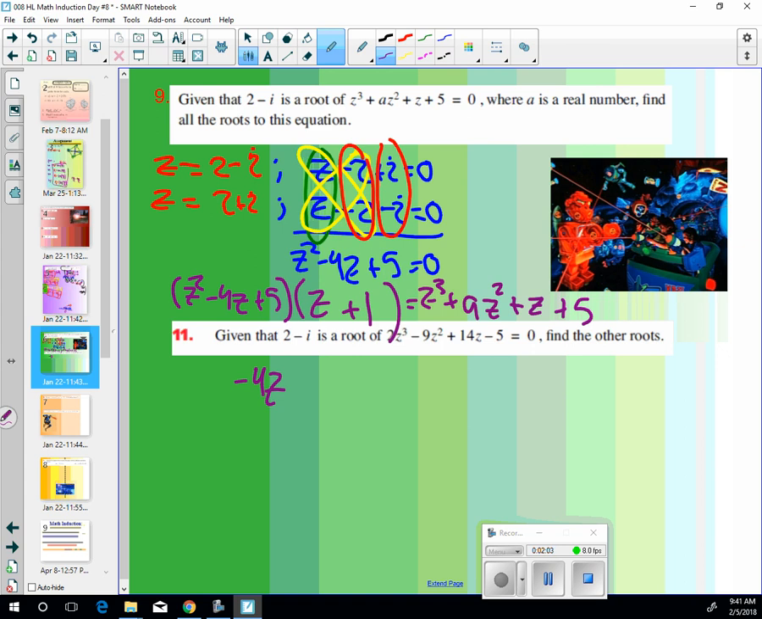So I think what this will do is z cubed will have negative 4z squared, plus 1z squared. We'll have 5z, and then we'll have negative 4z. What's 5z minus 4z? 1z.